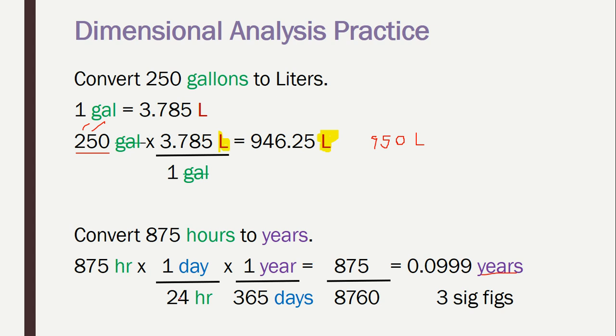We need to cancel hours. So we need hours to be in the denominator. While we don't know what we're going to go to from hours, we definitely know we got to get rid of it because hours is not years. So we put hours in the denominator and we know a relationship off the top of our head, hours to days. You might know hours to years if you're like that. I'm not. I know hours to days, though, and that puts me in the right direction. So hours is now canceled, so those cancel out.